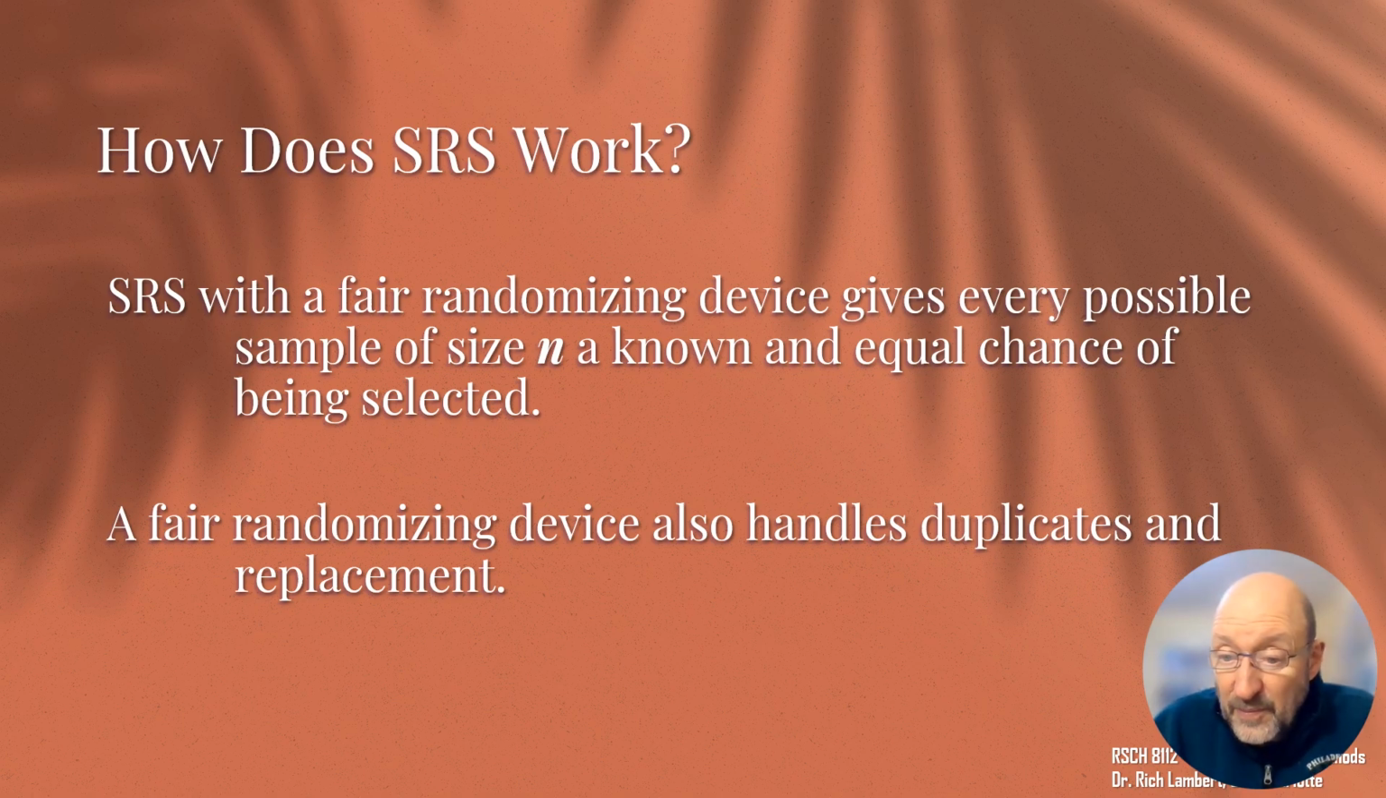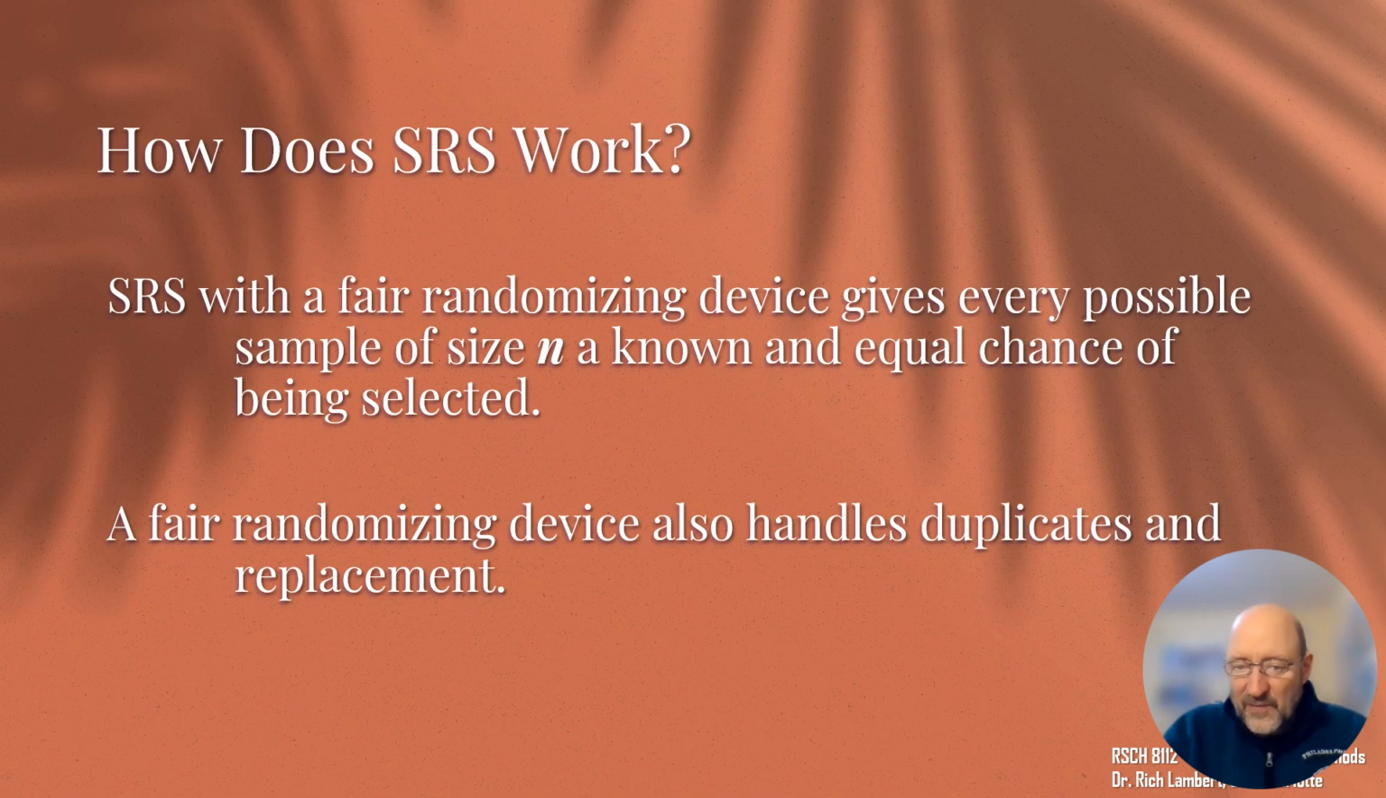That's important. That replacement piece is important because you don't actually have an equal probability of selection for everyone if you pull a name out, put that in the sample, and don't put it back in. The next person, the probability is actually a little bit different. Think of it this way. Suppose we only have 10 people in our population. We're taking a random sample of 5.